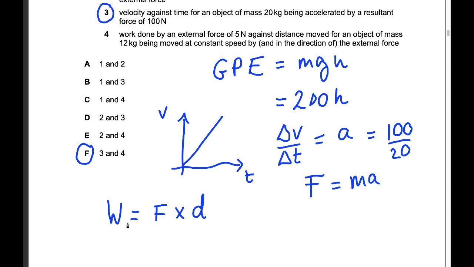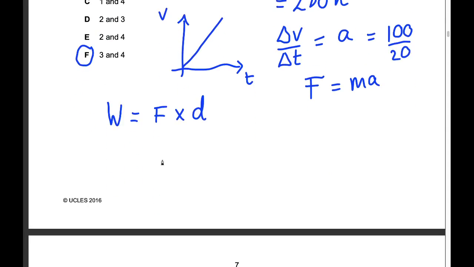So this is directly proportional. Work is directly proportional to the distance moved, and the force is 5 newtons, so this is a gradient of 5, so that would work. The 12 kilograms there is actually not necessary. You don't need to use that. It's a bit of a red herring there. You can just ignore that.